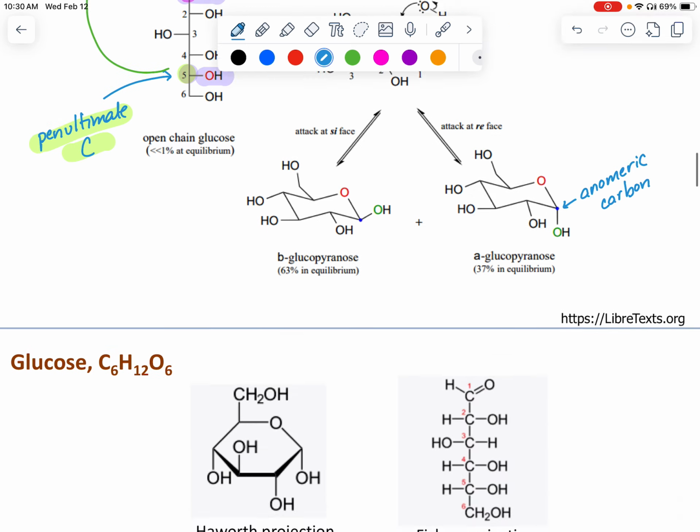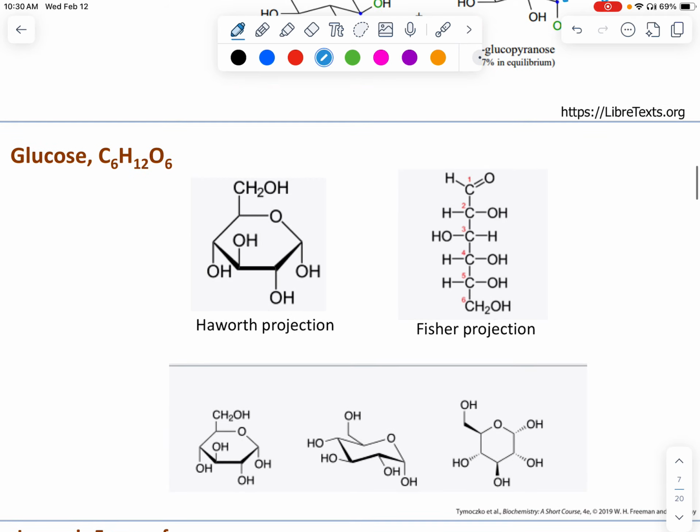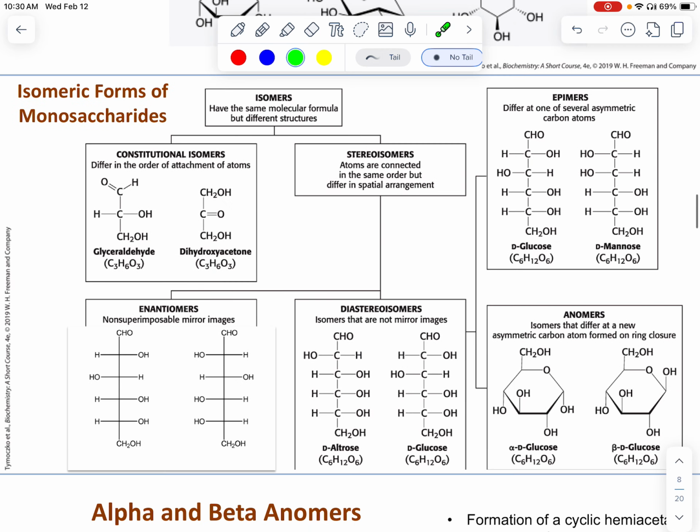All right, so as we look, we have our Fischer projection over here on the right, this kind of straight chain. We have our Haworth projection right here, showing our ring. And we know that really that ring is kind of in this chair conformation, but we will very oftentimes draw it this way. All right, look at this next one.